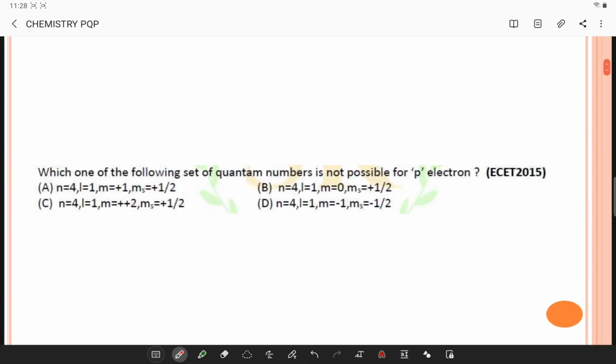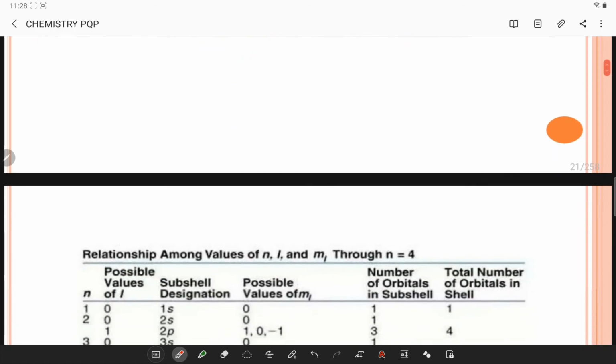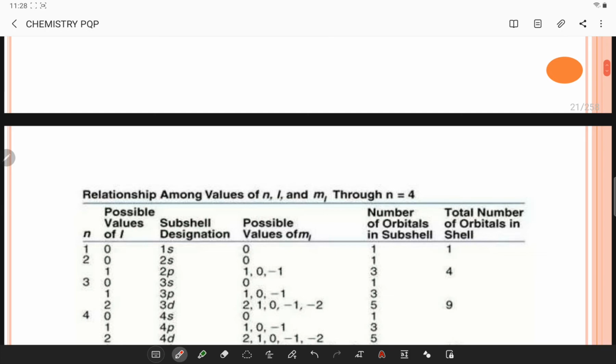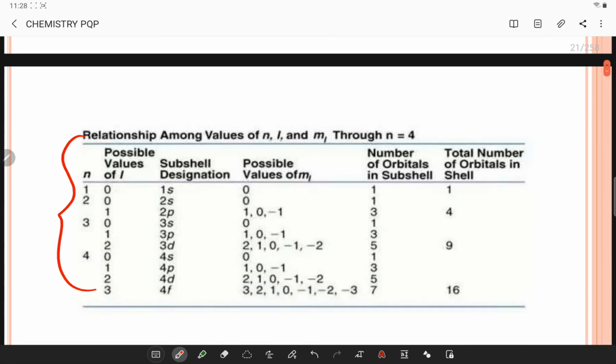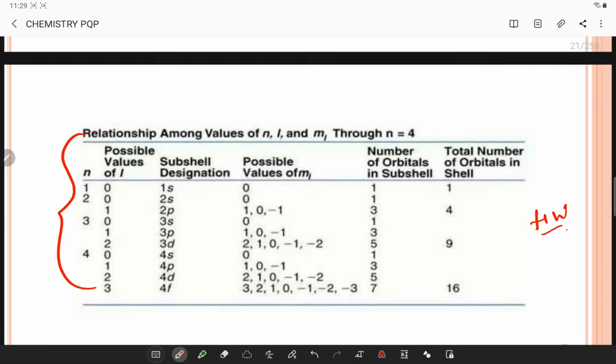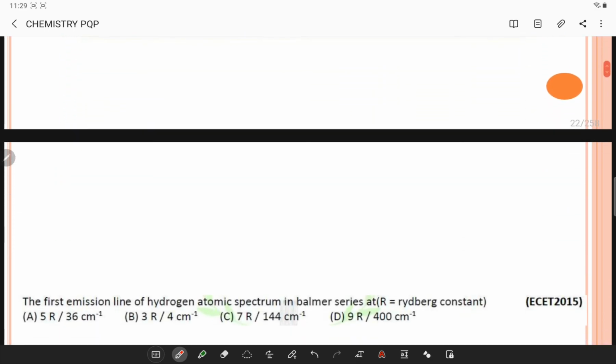So let's go to the next question. Which one of the following set of quantum numbers is not possible for p electron? So earlier we have discussed about this particular table which you have to remember, and I am giving this as your homework to solve this.